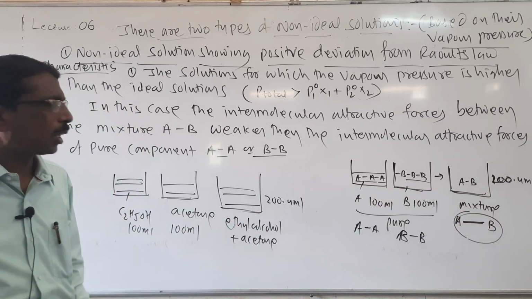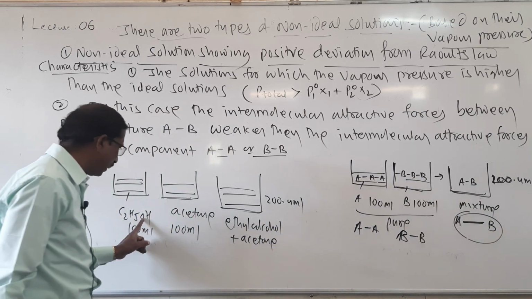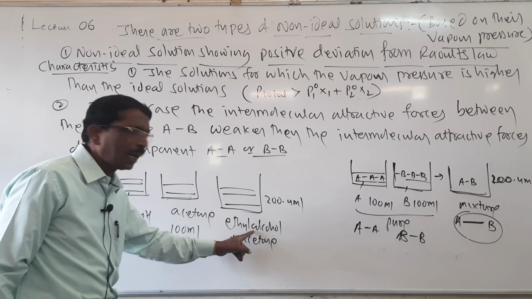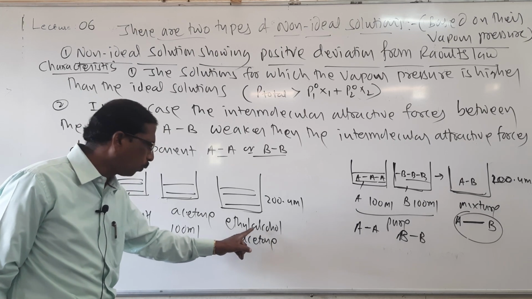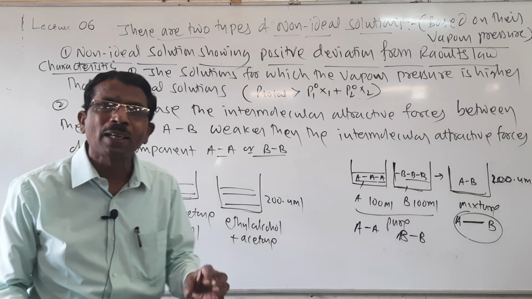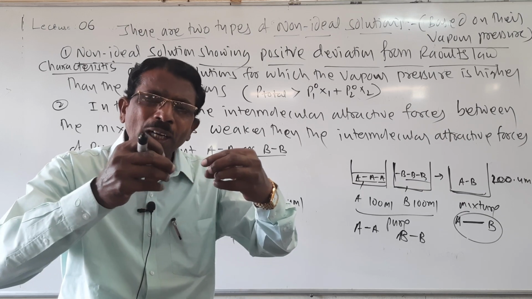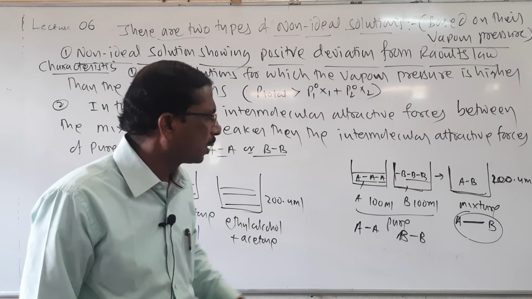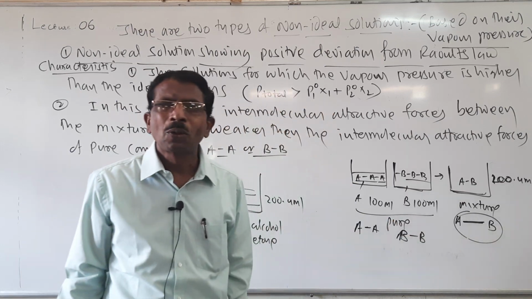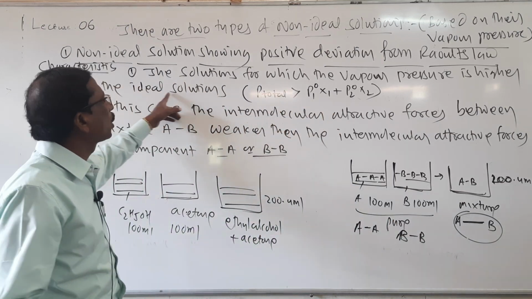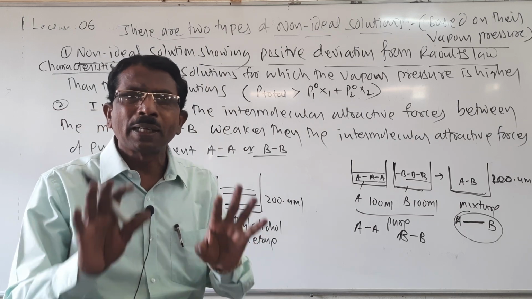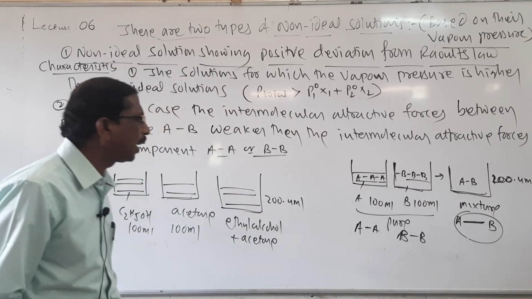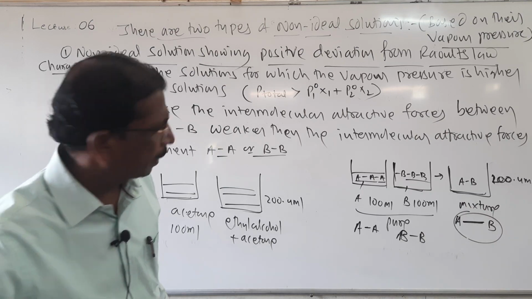Why does it increase? Because when both ethyl alcohol and acetone are mixed, the intermolecular attractive force between ethyl alcohol and acetone is weak or less, and the molecules stay away from each other, and hence the volume increases. So in this non-ideal solution showing positive deviation, there is an increase in volume. Why does the volume increase? So here I will explain.